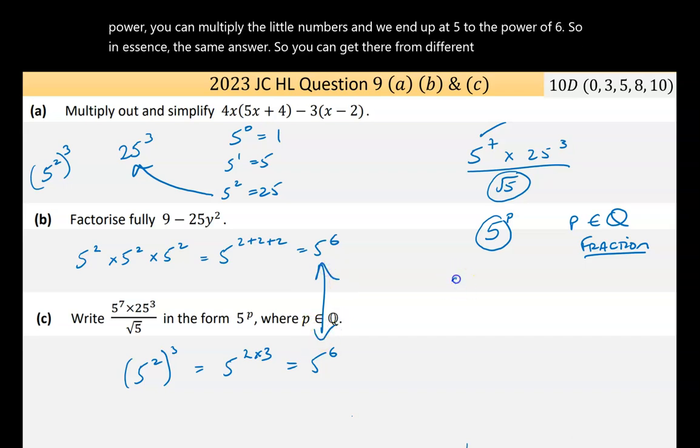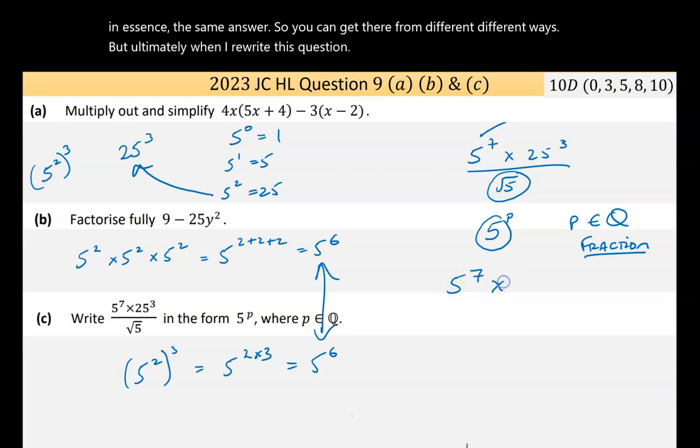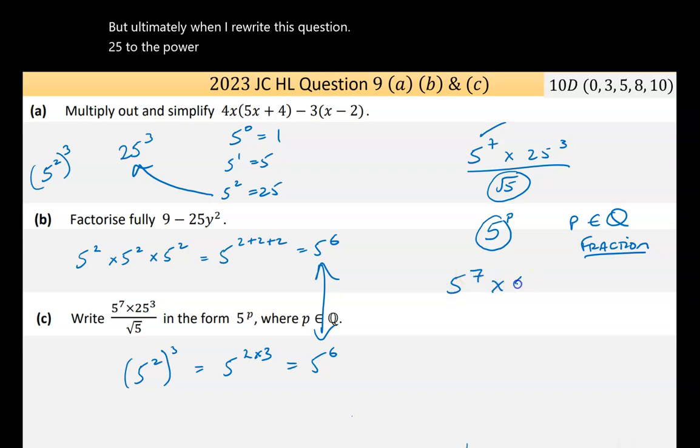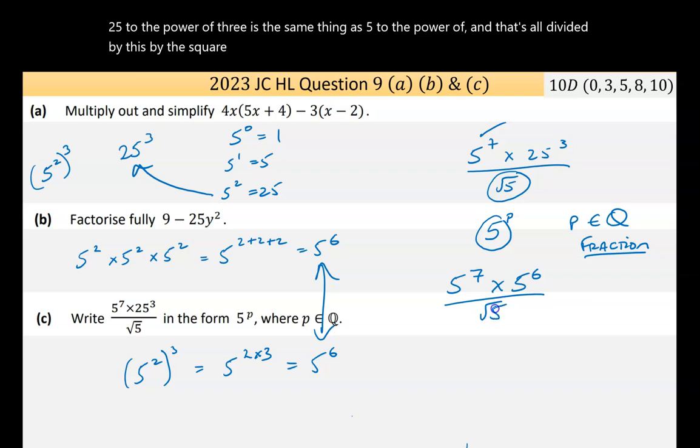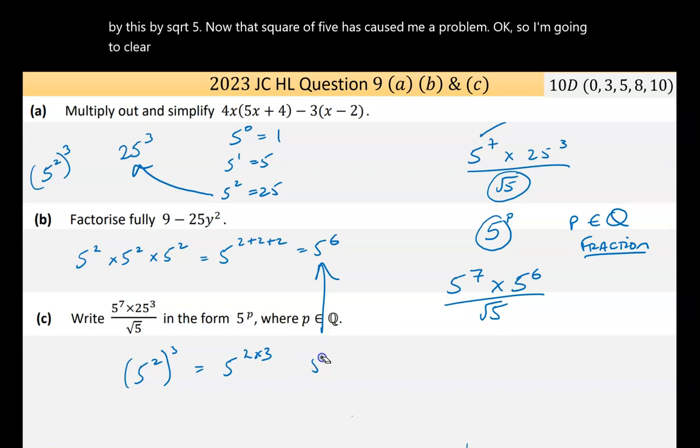But ultimately, when I rewrite this question, 25 to the power of 3 is the same thing as 5 to the power of 6. And that's all divided by the square root of 5. Now, that square root of 5 has caused me a problem. Okay, so I'm going to clear off some space here.